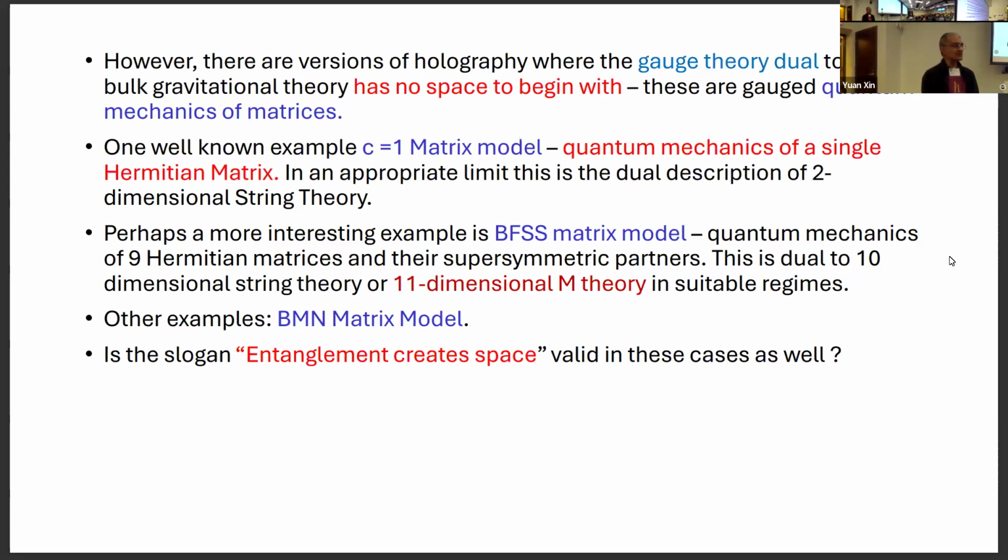Another well-known example is the BFSS matrix model. It's a quantum mechanics of 9 Hermitian matrices and their supersymmetric partners. This is believed to be dual to 10-dimensional string theory or 11-dimensional M theory in suitable regimes. There are several other examples; the BMN matrix model is another example. And what we would like to understand is whether this slogan that entanglement creates space, whatever that means, is valid in those cases as well.